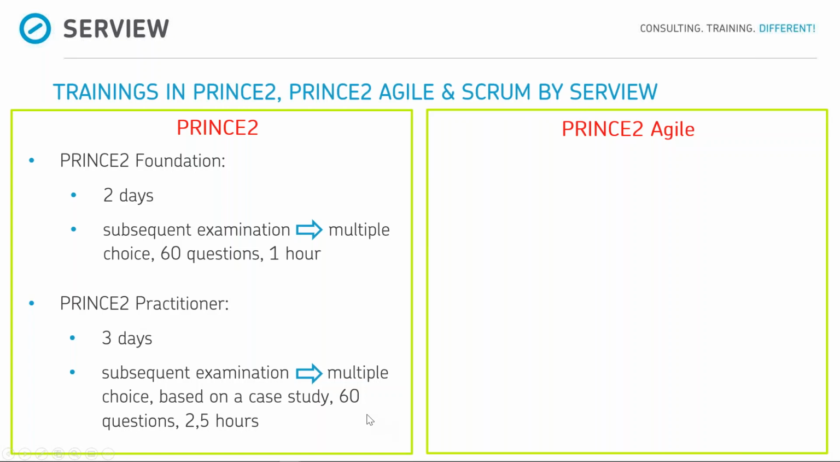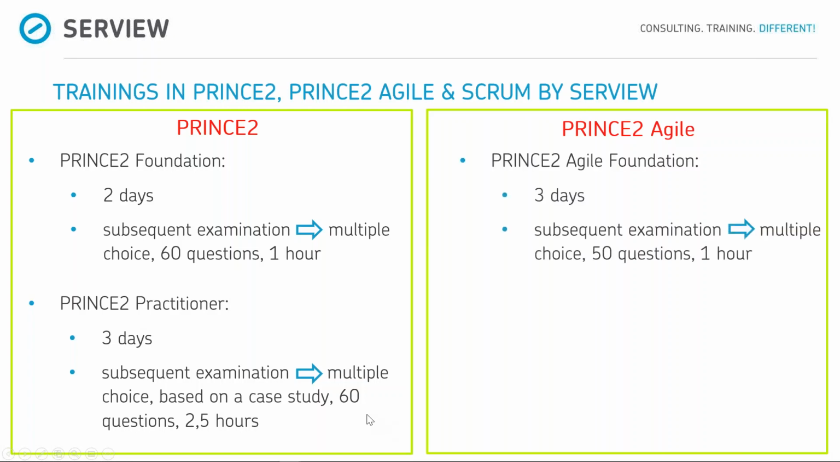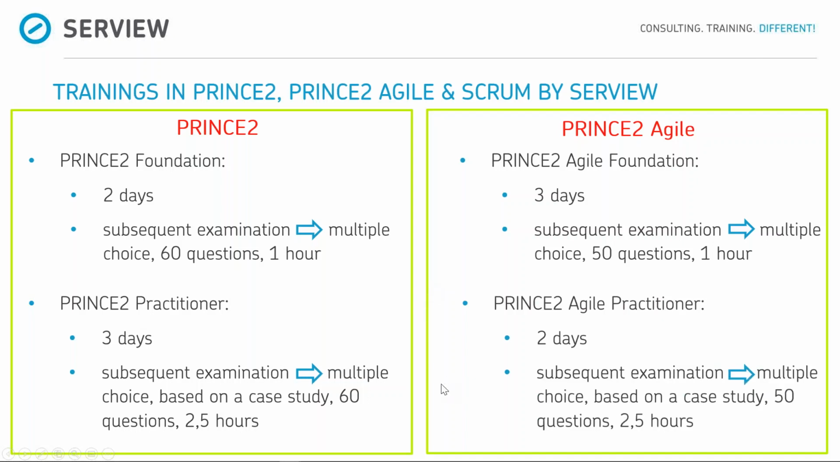Or you could go the Agile way. You could do an Agile Foundation where we will be talking about the basics of Prince and also Agile methodologies like Scrum, Lean Startup, and Kanban, with, again, an examination that will be there for your whole life. Multiple choice, 50 questions, 1 hour. And if you can't get enough of that, let's do it in practice. The PRINCE2 Agile Practitioner. It's a 2-day course, which again will focus heavily on group exercises and really doing the thing that we learned in theory in the Foundation in practice with a use case.